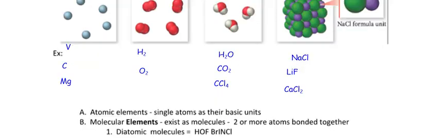All right, so atomic elements are single atoms as their basic units. Molecular elements exist as molecules, two or more bonded together. I call them Hoff wrinkles. There's 7 of those. So H2, O2, F2, Br2, I2, N2, Cl2. Those are your 7 diatomic elements. They do not exist by themselves, okay? Typically. If they do, they're called free radicals, and we won't worry about that, okay? So for our purposes, those are your 7 diatomic molecules. Get to know those. You probably heard that before.